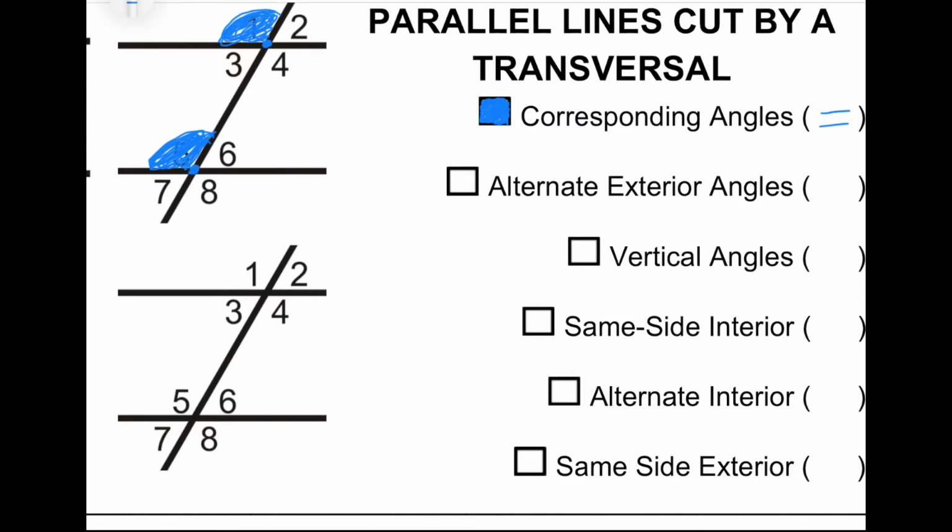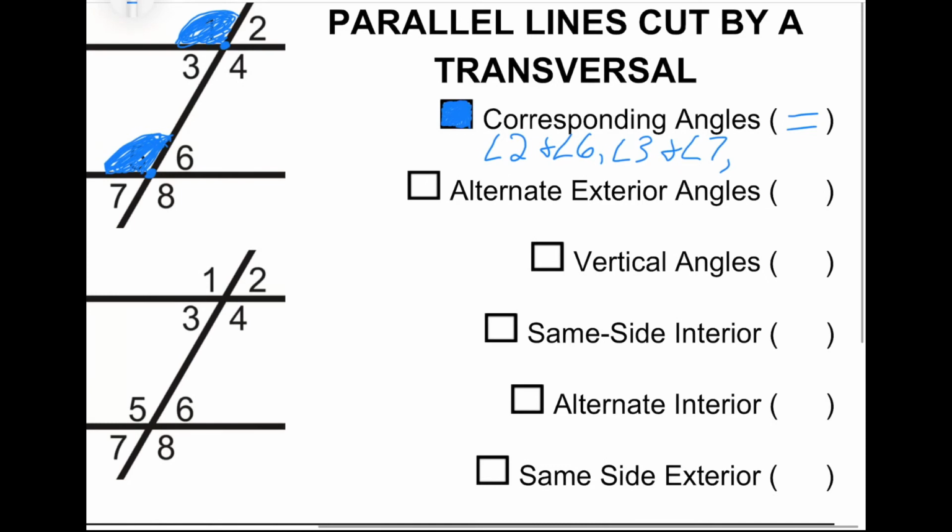Another example, and I'm going to write it underneath the corresponding angles, would be angle 2 and angle 6. Another example you could put is angle 3 and angle 7. Another one would be angle 4 and angle 8. And all of these would be equal to each other. The pair that we're pairing together would be equal to each other.